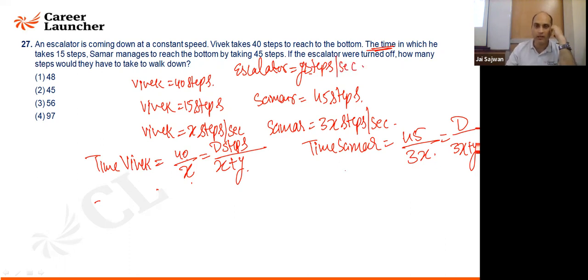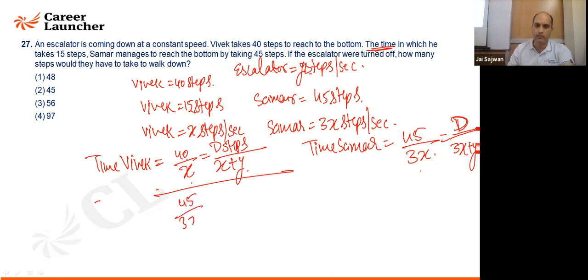Now, what is the time taken by Samar to take 45 steps? 45 by 3x. Why 3x? Because in the time in which Vivek takes 15 steps, Samar manages to take 45 steps, which means he takes thrice the steps. So his speed will be thrice the earlier speed. I'll say 45 by 3x. But these steps are not traveled by Samar only, they are also traveled by the machine, that is the escalator. So d upon 3x plus y. Both of them are the same. This is equal to this.